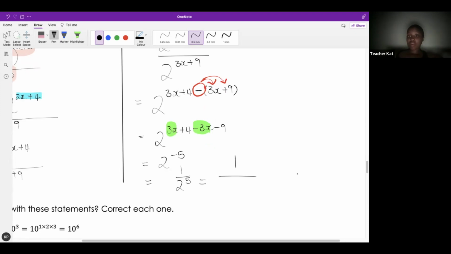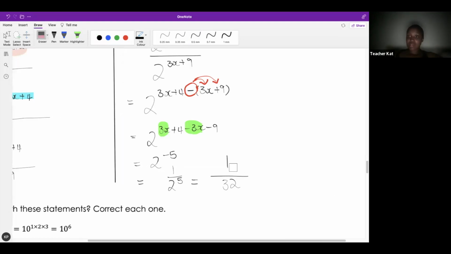What's 2 to the power of 5, beautiful people? No, remember it's not times. It means 2 times 2 times 2 times 2 times 2. 32. Woo! Your brains. This session is ending in about 10 minutes.